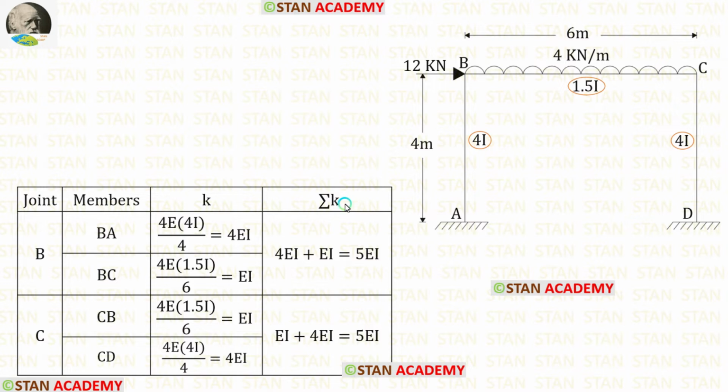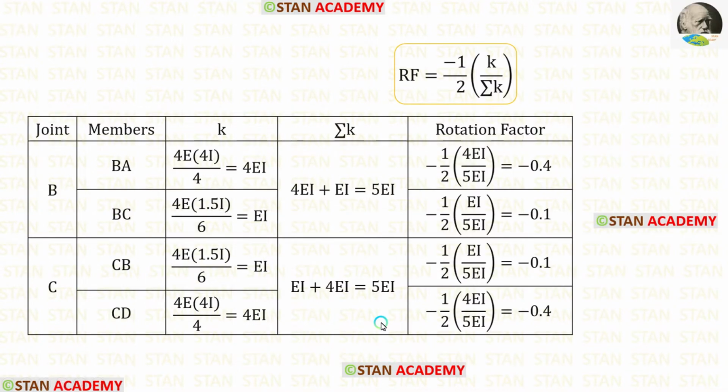Now let us find sigma k. In the joint B, we have to add these two values. After adding, we are getting 5EI. In the joint C, we have to add these two values. After adding, we are getting 5EI. Now let us find the rotation factor. The formula is -1 upon 2 into k upon sigma k. We have calculated k and sigma k values. Using this formula, we can find the rotation factors.